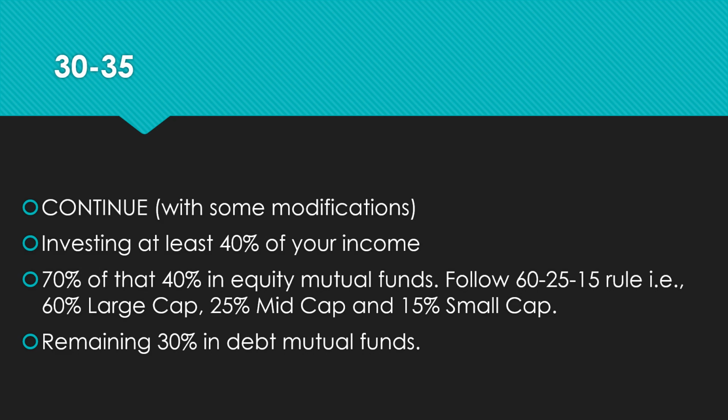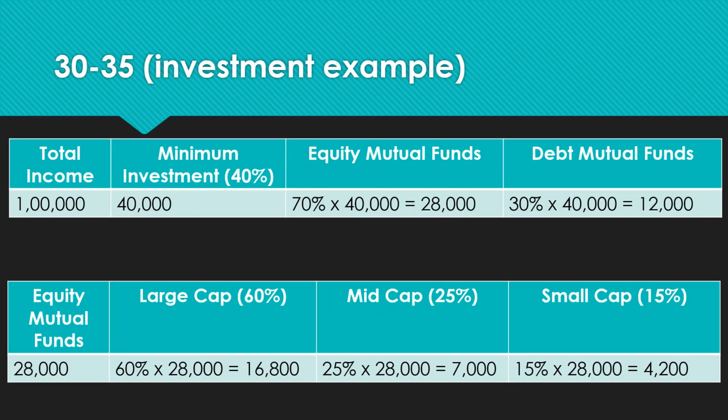I'll show you an example. Right, this is the example. Table 1 talks about the investment between equity mutual funds and debt mutual funds. Let's say your income is 100,000. Out of that, minimum 40K should be invested in mutual funds. 70% of that 40K should go into equity mutual funds, which is 28K. The remaining 30% of that 40K should go into debt mutual funds, which is 12K in this example.